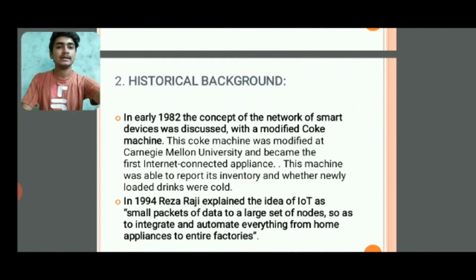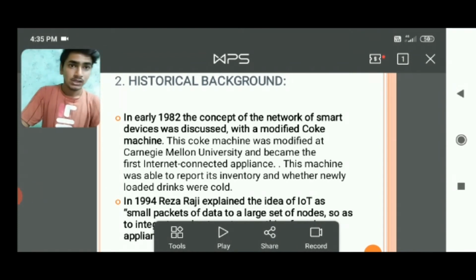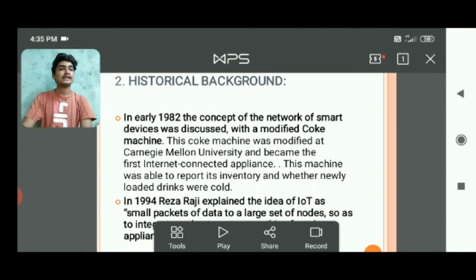In early 1982, the concept of a network of smart devices was discussed with a modified Coke machine. This Coke machine was modified at Carnegie Mellon University and became the first internet connected appliance. This machine was able to report its inventory and whether newly loaded drinks were cold. The Internet of Things as a concept was not officially named until 1999.